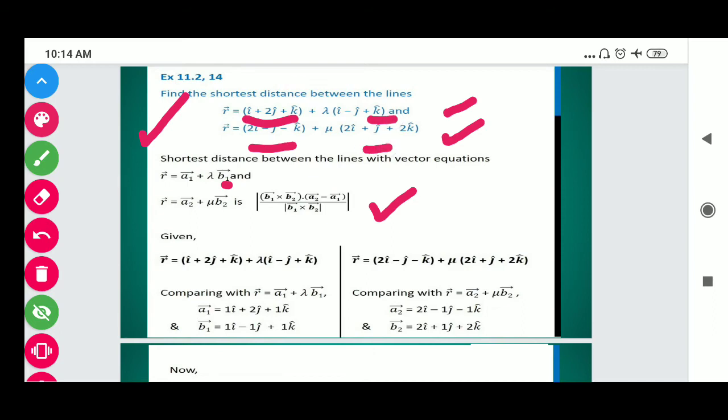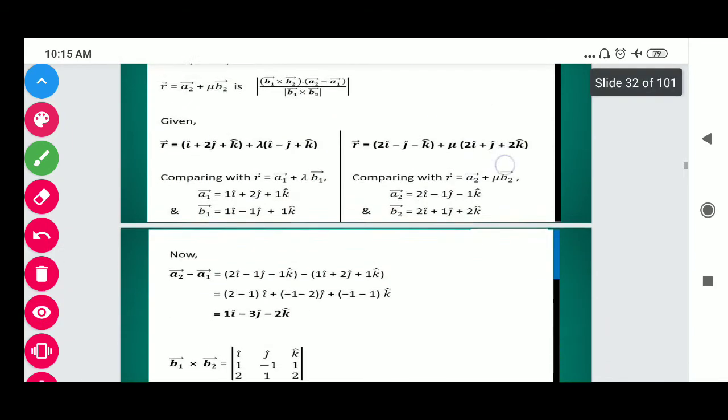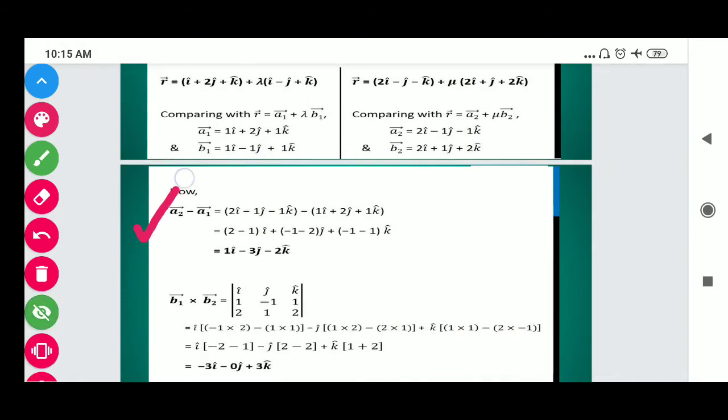On comparing, we get a1 is i plus 2j plus k cap and b1 is i minus j plus k. In the same way, on comparing the second line with r is equal to a2 vector plus mu b2 vector, we get a2 vector is 2i minus j minus k, and this is the b2 vector. Here we need to find first a2 minus a1. On subtracting, we get i minus 3j minus 2k.